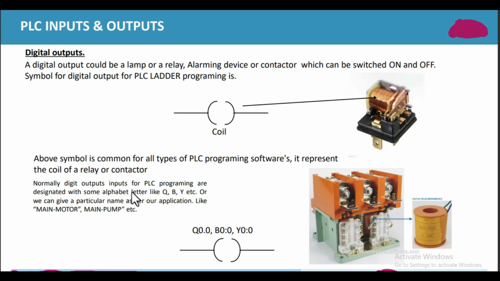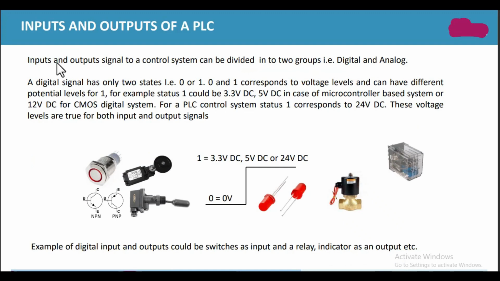Normally digital outputs for PLC programming are designated with some alphabetical letters like Q in case of Siemens, Y in case of Mitsubishi, and B in case of Allen Bradley. Or we can give a particular name as per our application, like motor, main pump. We can also write a comment on the inputs or outputs to designate its name, for example main motor, main pump, etc. Input and output signals to a control system can be divided into two groups: digital and analog.